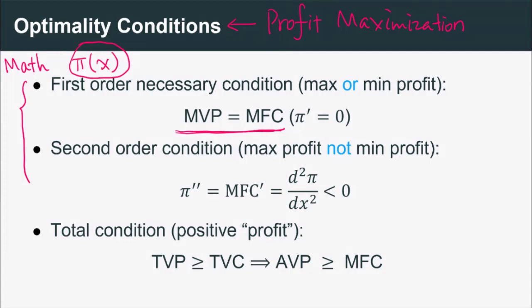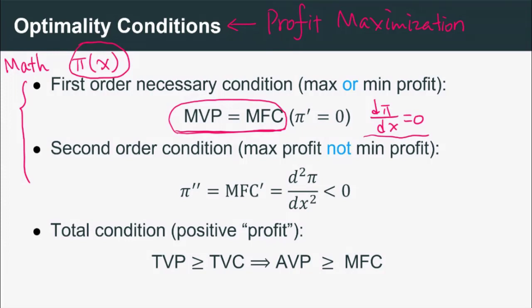The first one we spent quite some time explaining is MVP equals MFC. How we get this condition is we set the first derivative of pi with respect to x equal to 0, and once you solve this condition, you will get MVP equal to MFC. What does this condition mean? It means that the marginal value of your product is equal to the marginal factor cost.